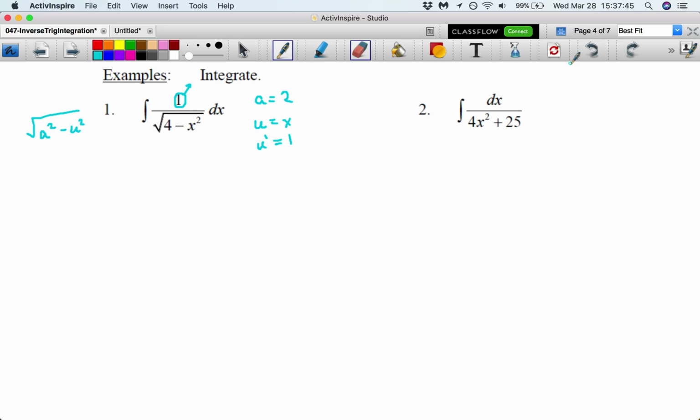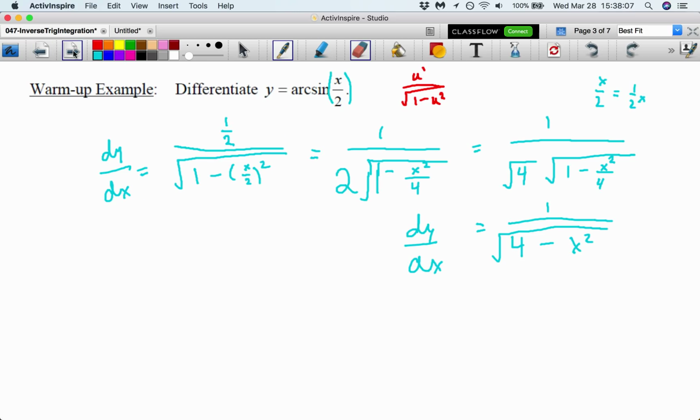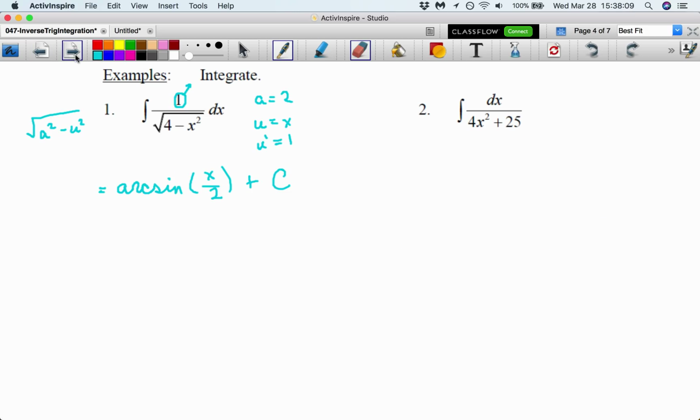And I get this integral is equal to arc sine. That does say arc sine if you can't read cursive. U over a plus c. And that's why this rule works. It works because the derivative of this needs to leave that. We just checked it. You could prove the rule with a's. We're not going to do that. It's not really necessary. You just have to know how to use the rule.